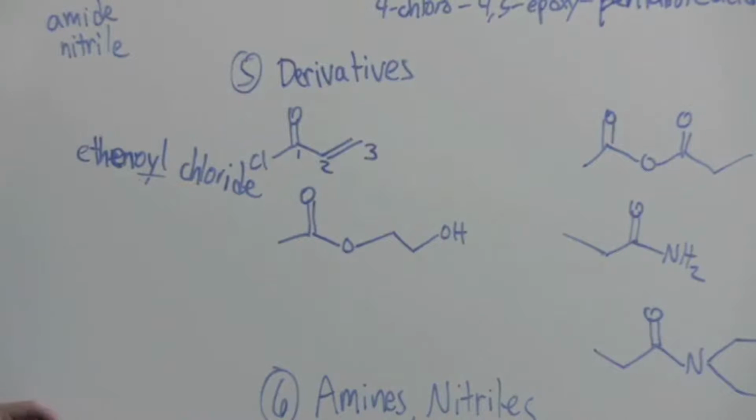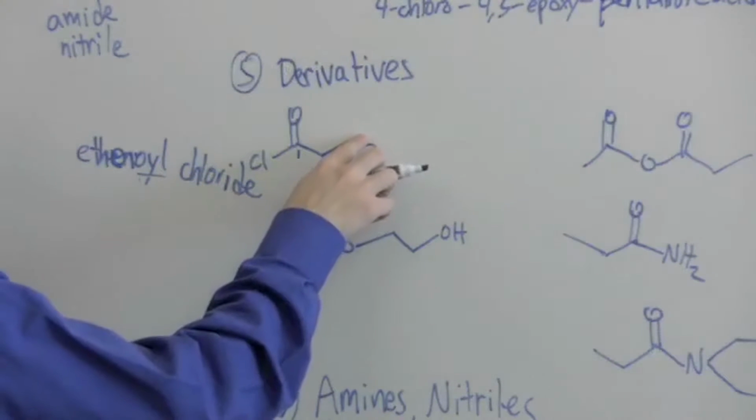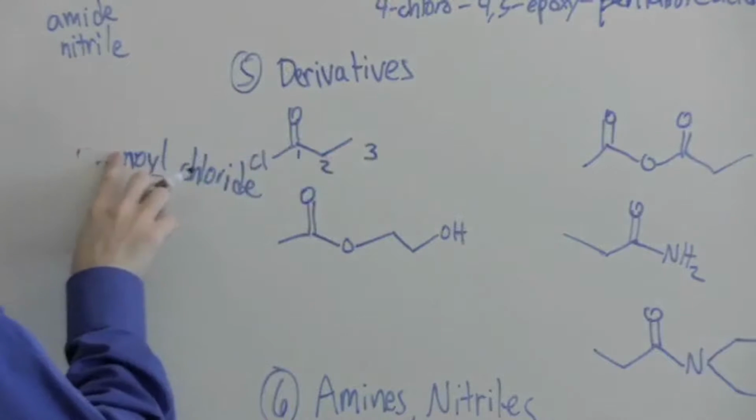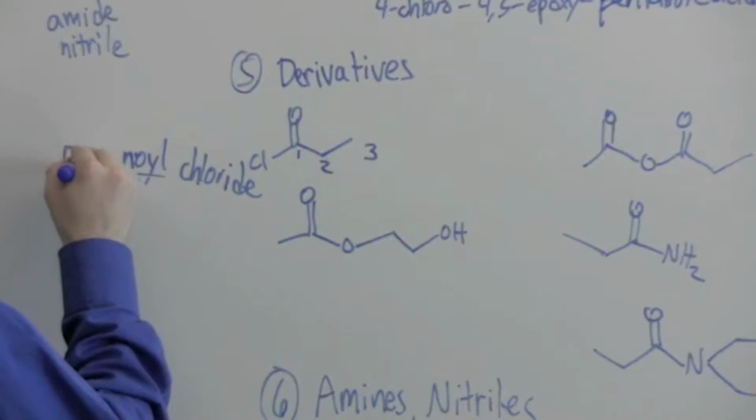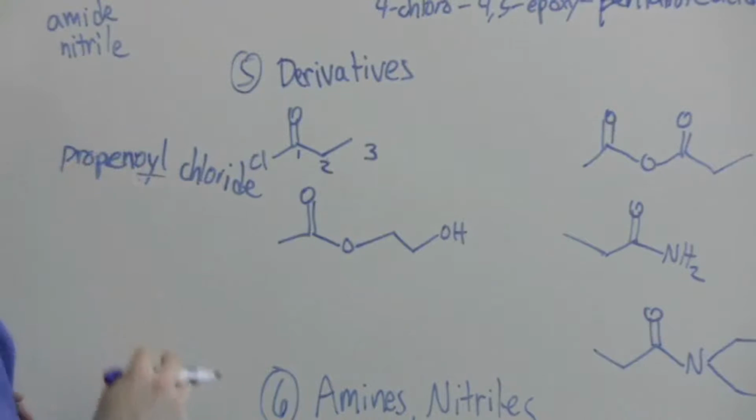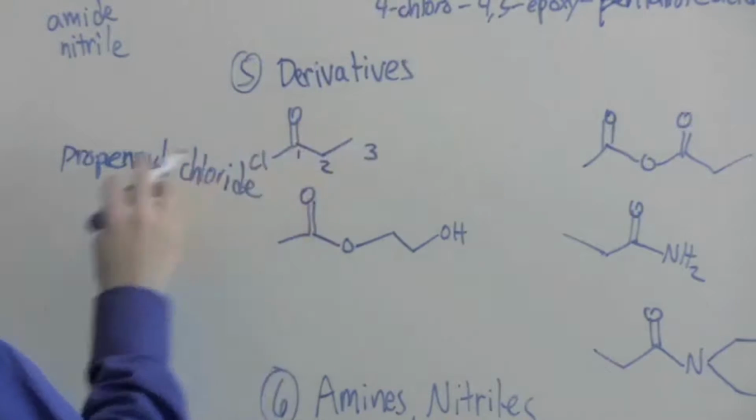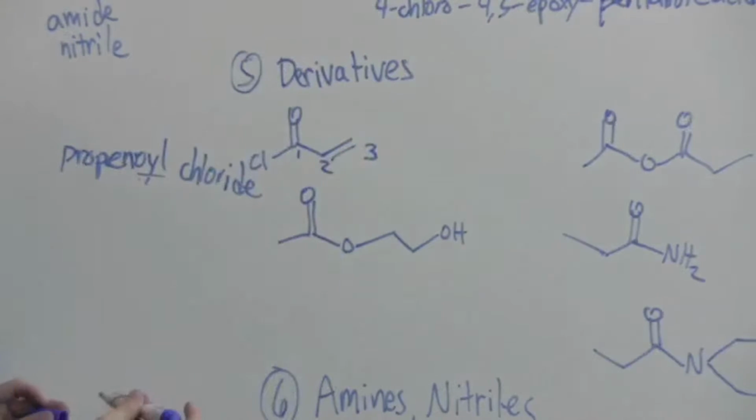So oil is the important term there. If this wasn't here, I'm sorry, this is propenoyl chloride. If we didn't have the alkene, that would be propanoyl chloride. So 3 carbons, propenoyl chloride.